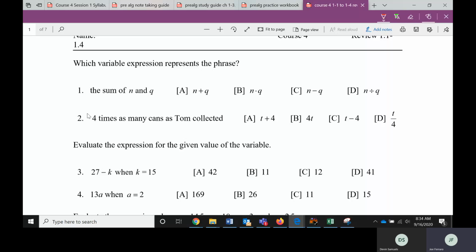So for numbers 1 and 2, in the note-taking guide for 1.1, there's a chart of the keywords. The keyword here is sum. That's addition. There's only one choice here that has addition. It's letter A. Number 2: 4 times as many cans as Tom collected. Times is multiply. So you take 4 times the number of cans he collected, and it's 4T.